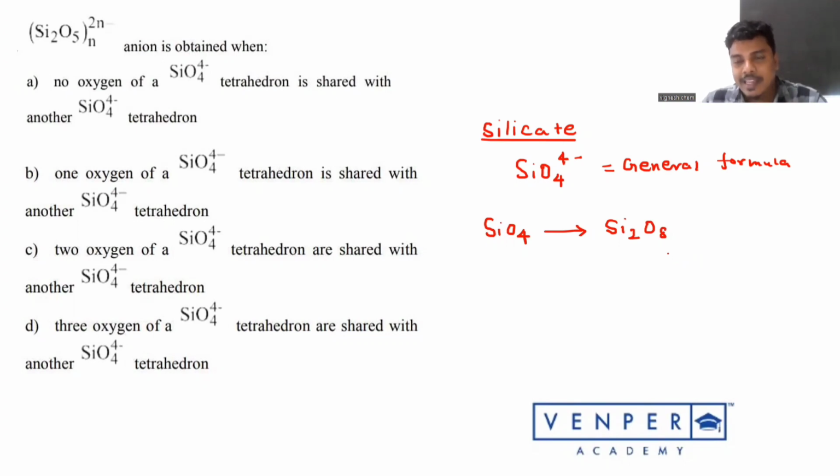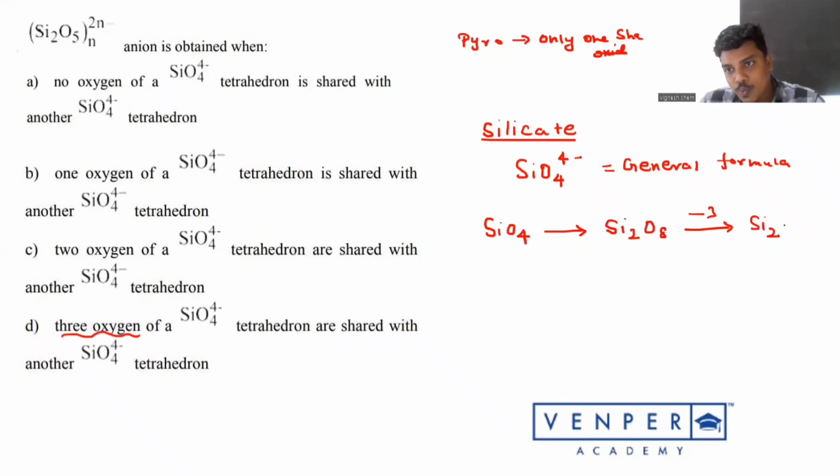Now listen, we have to remove the oxygen based on sharing. In the case of pyrosilicate, only one oxygen is shared, so I can remove one oxygen. But in this case, there will be 3 oxygens shared, so I remove the 3 oxygens. Then the formula is Si2O5, which is what they give. Double the formula Si2O8, then 5 oxygens remain after removing the 3 shared oxygens. By using this trick, you can find the number of shared oxygens.